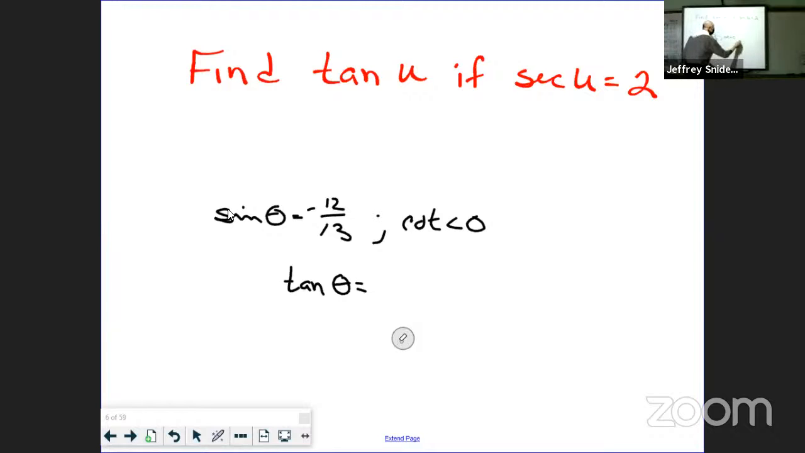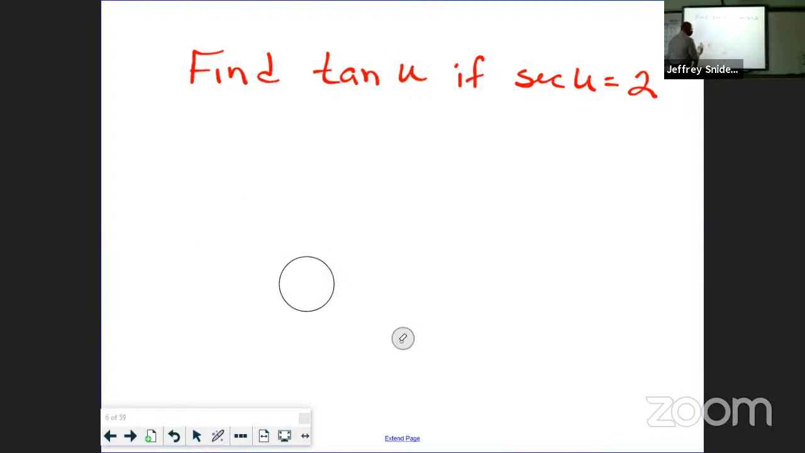All right. So let's do this. What are the different ways that I could go about finding tangent of u? Are there any identities that have tangent and secant somehow linked together?